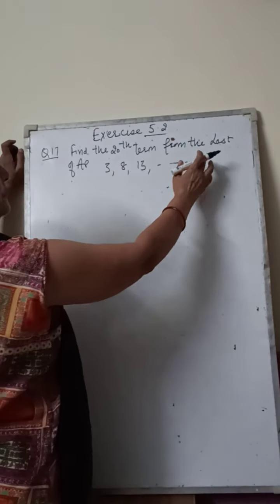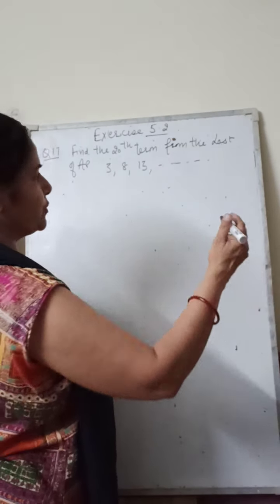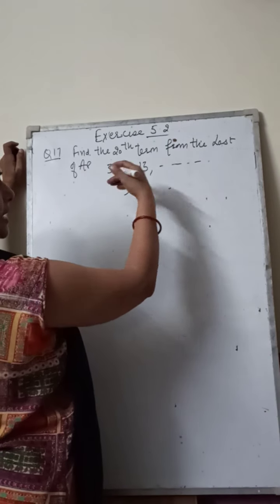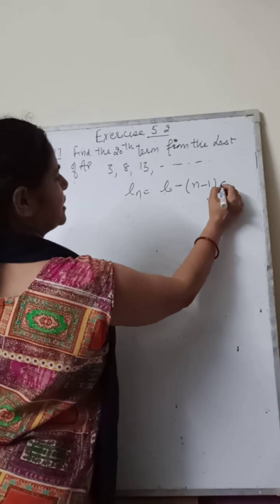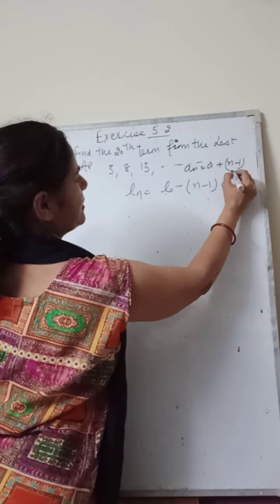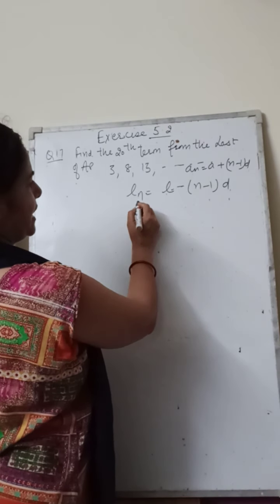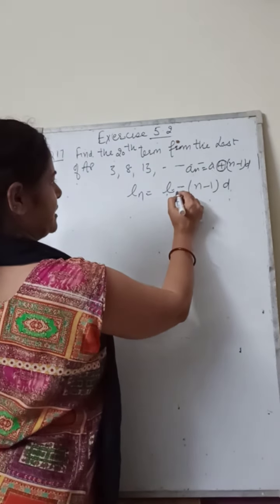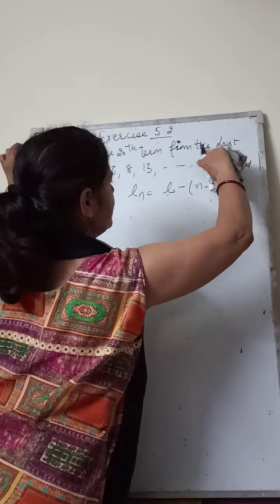If we have to find from the last term, then in place of an is equal to a plus n minus 1 into d, what do we use? ln. ln means the term from the last, is equal to l, here it will be minus n minus 1 into d. Otherwise what do we write? An is equal to a plus n minus 1 into d. But here, because we are taking from the last, in place of an you will put ln. In place of a you will put l. In place of the positive sign it will be the negative sign only. Rest is the same. So don't confuse yourself, okay?